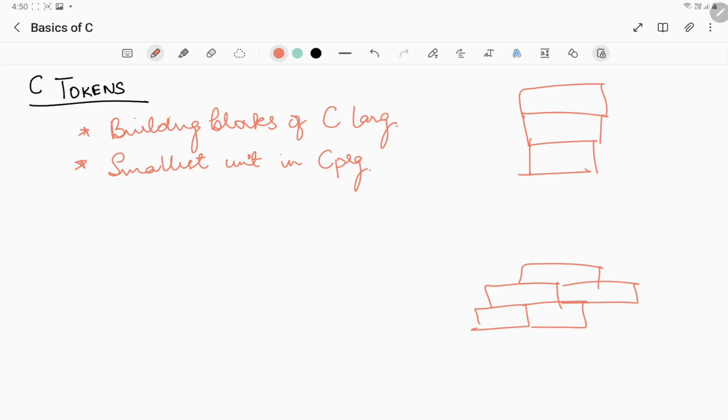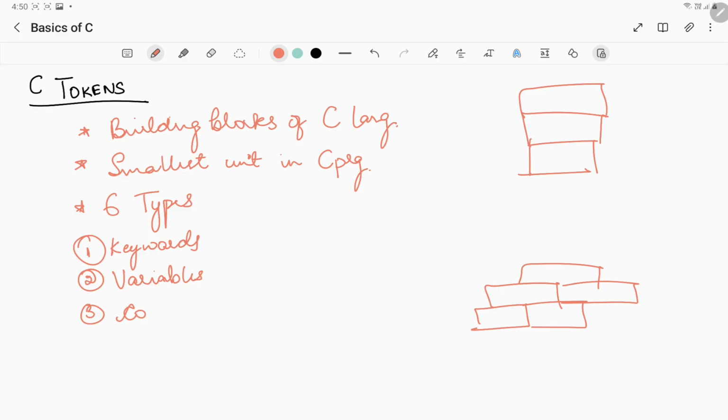There are mainly six types of C tokens, and they are: first one, keywords, next is variables, third one is constants, fourth one is strings, fifth one is special characters, and the last one is operators.